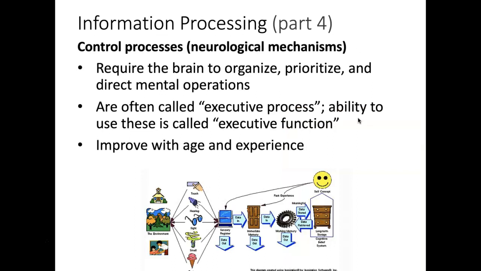Control processes are neurological mechanisms. They require the brain to organize, prioritize, and direct mental operations. We want to store our data in a logical way. And information processing theory says that we do that in our long-term storage, our cognitive belief system. This is often called executive processes. The ability to use this is called executive function. If you look at brain scans, this would happen in the frontal lobe of the brain. It improves with age and experience, the ability to store data in a way that we can recall it.